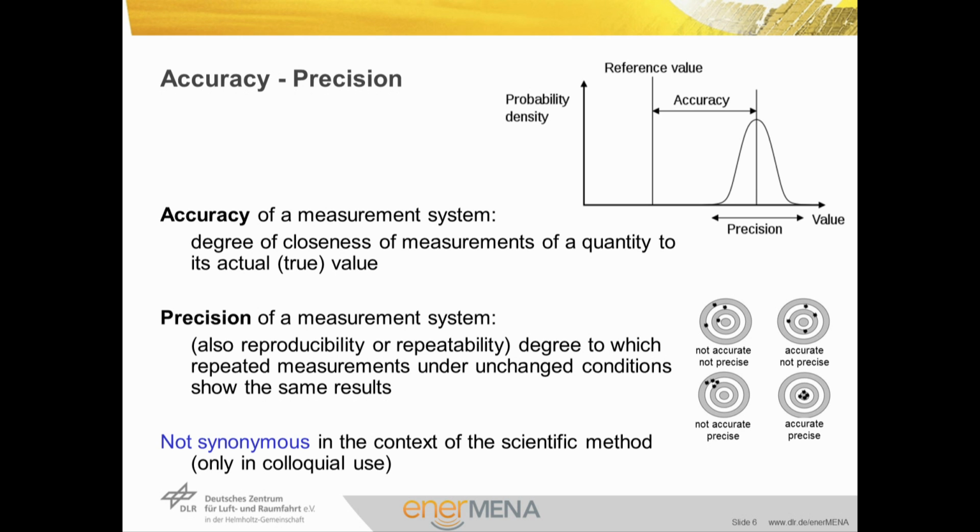The lower the variance, the higher the precision of the measurement. The fact that these two are independent characteristics of a measurement is illustrated in the graphic on the bottom right, using the examples of targets with the reference value at the center. The first shows a result that is neither accurate nor precise. The points are off the center and are scattered considerably.